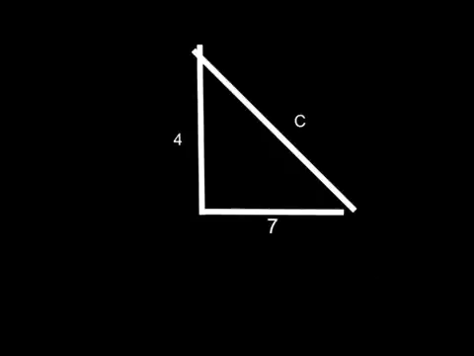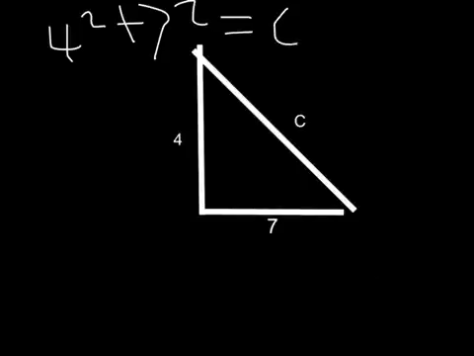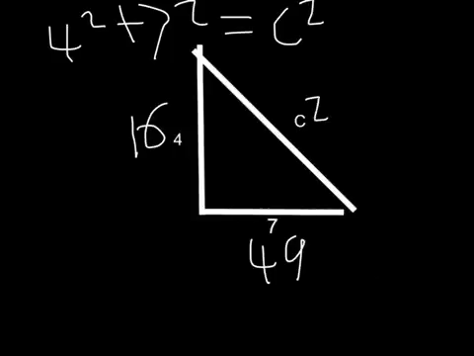In this problem, these numbers are inserted somewhere into the equation, a squared plus b squared equals c squared. In this very problem, it would be 4 squared plus 7 squared equals c squared. Now these numbers squared are 16, 49, and c squared would remain the same. Once you have squared all of your numbers, you then add a and b to get 65.